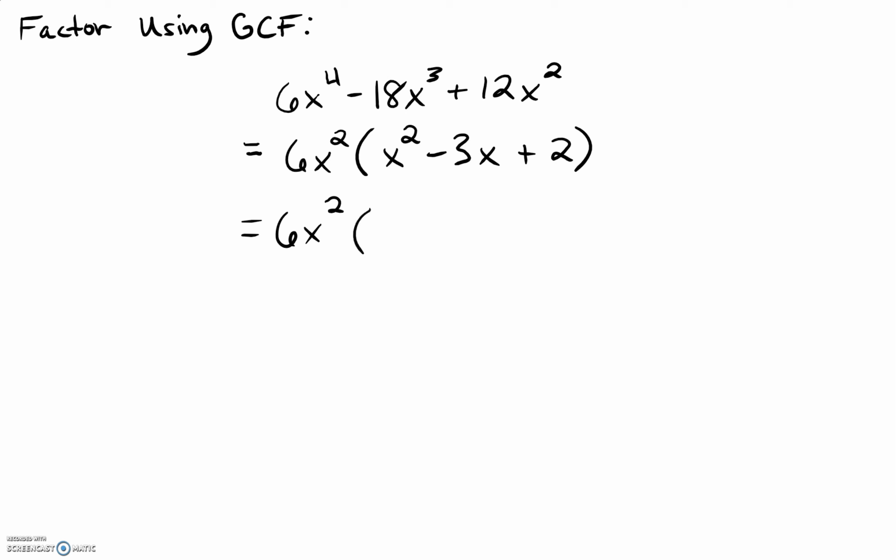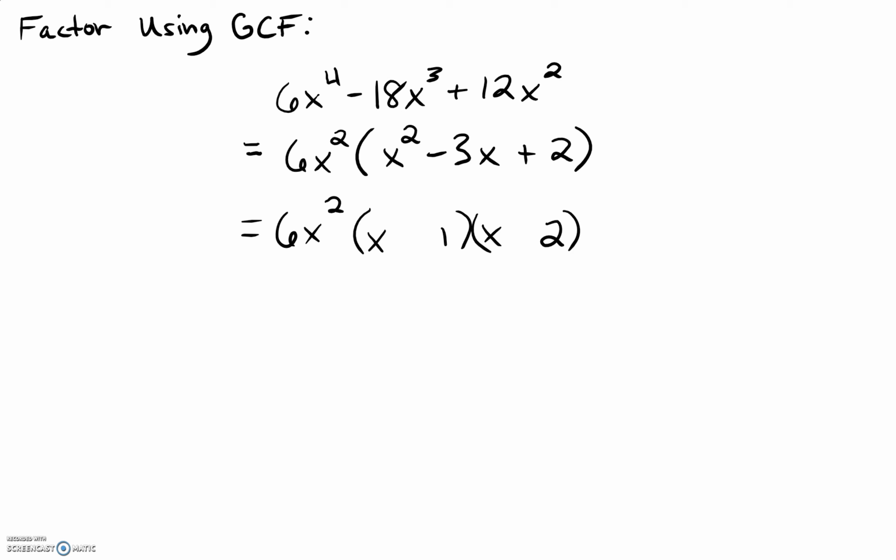And so what we should do in this case is open two sets of parentheses, and put an x in each of the first slots, because x times x would give us x squared. Next, you want to think of your factors of 2. The only factors of 2 are a 1 and a 2, because 1 times 2 gives you 2. And then we want those to combine somehow to give us negative 3x.